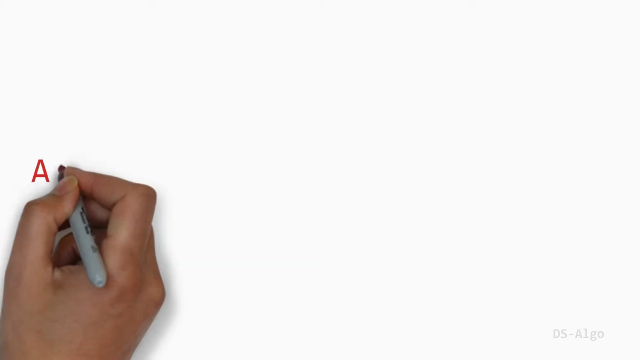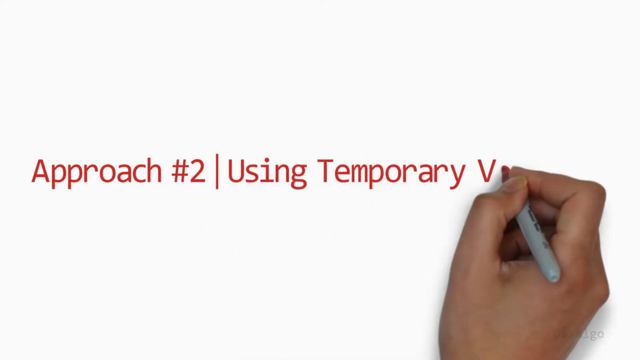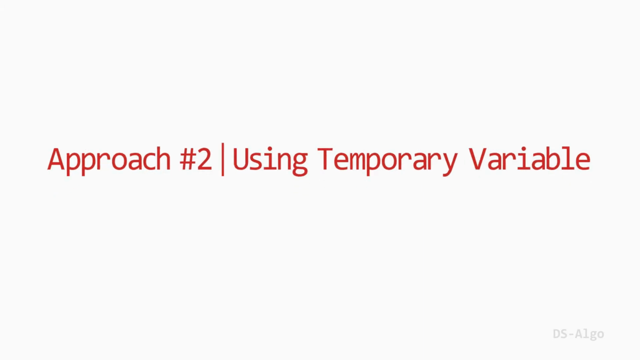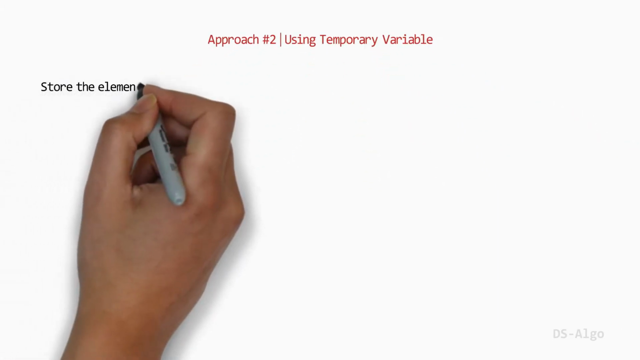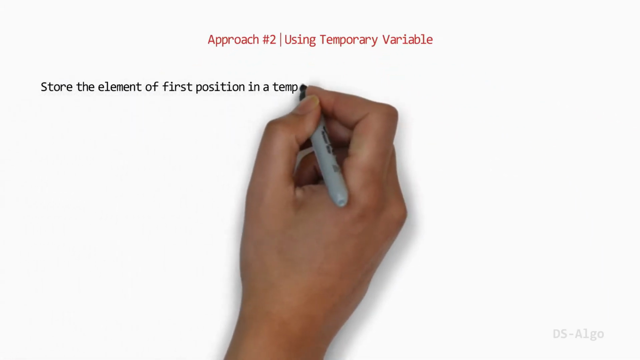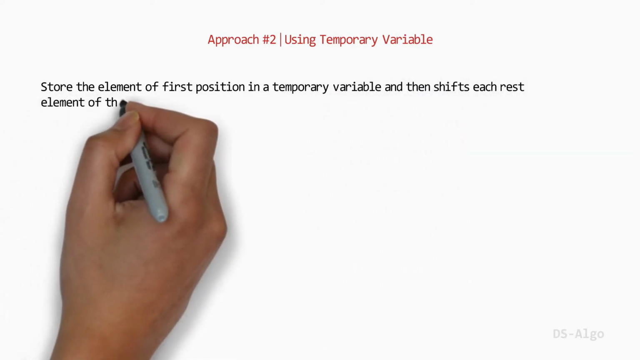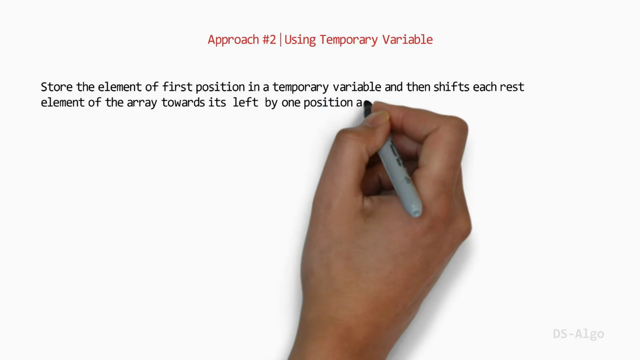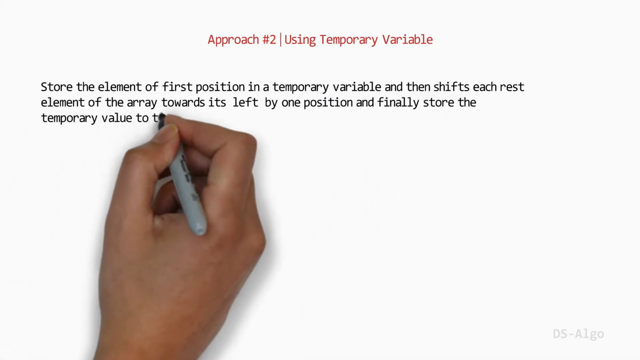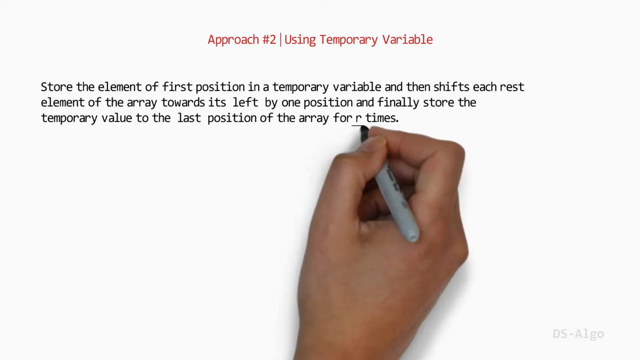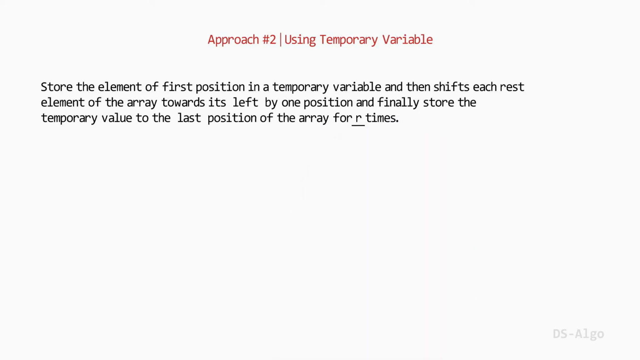In this video, we are going to discuss the second approach, that is array rotation using temporary variable. The concept of this algorithm is that it stores the element of first position in a temporary variable and then shifts each rest element of the array towards its left by one position, and finally stores the temporary variable to the last position of the array for r times, where r is the rotation count. Algorithm.